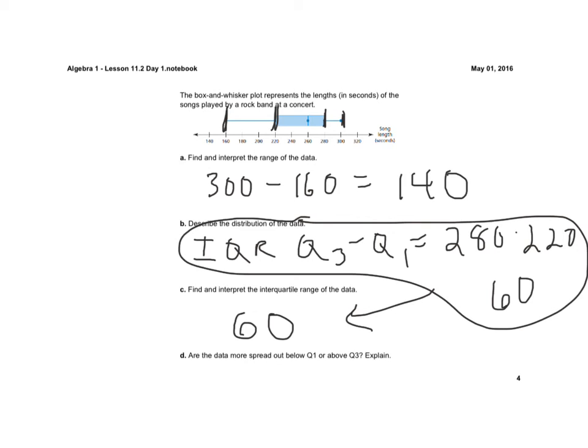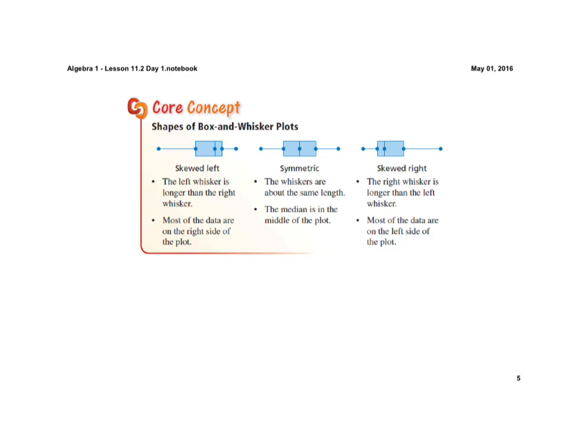And then, are the data more spread out below Q1 or above Q3? If we look at that, it looks like it's more spread out below Q1. All right, and so again, all we're doing is looking at a box and whisker plot and discussing some of the variability of the data.